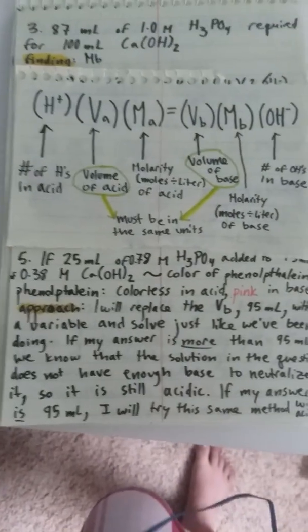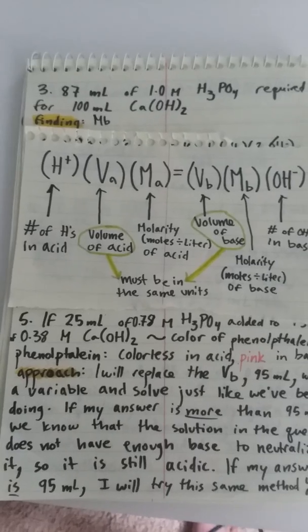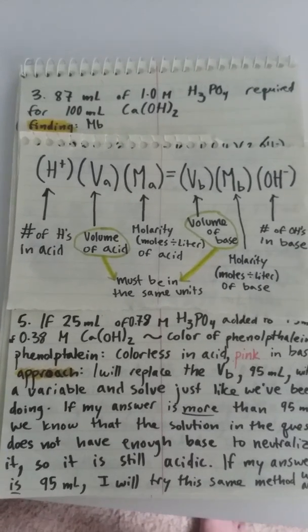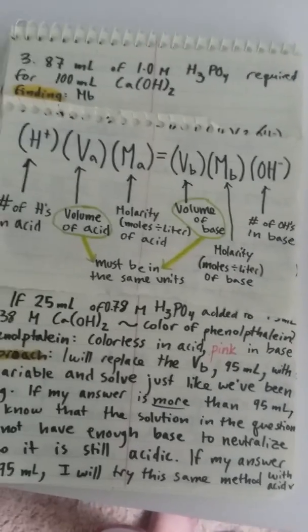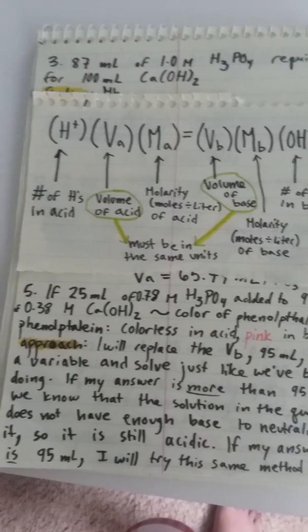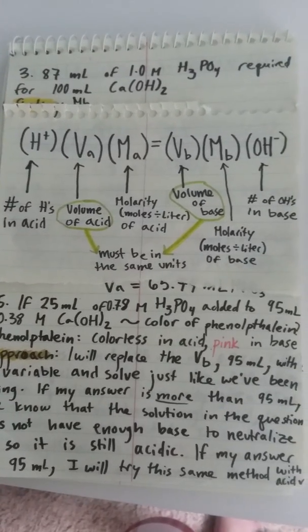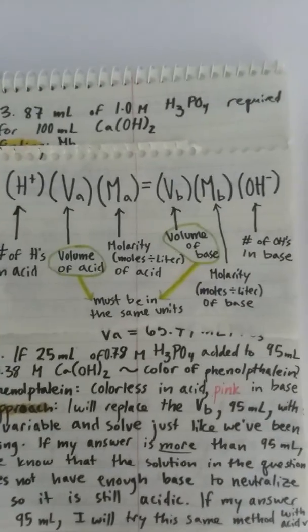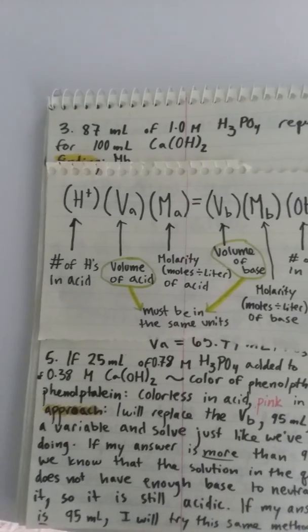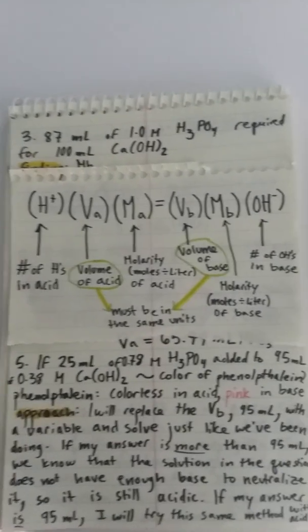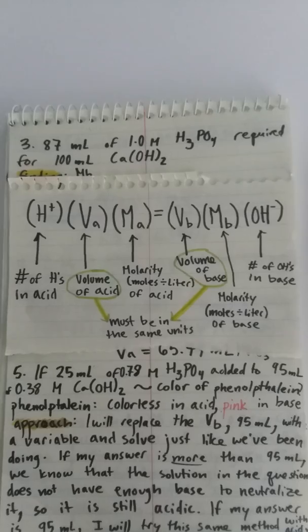All right, question 5. This one is kind of crazy. So if we have 25 milliliters of 0.78 molar H3PO4, and we add that to 95 milliliters of 0.38 molar CaOH2, what will be the color of phenolphthalein? I think it has a hint in that question. It says we're just finding if it's acidic or basic.